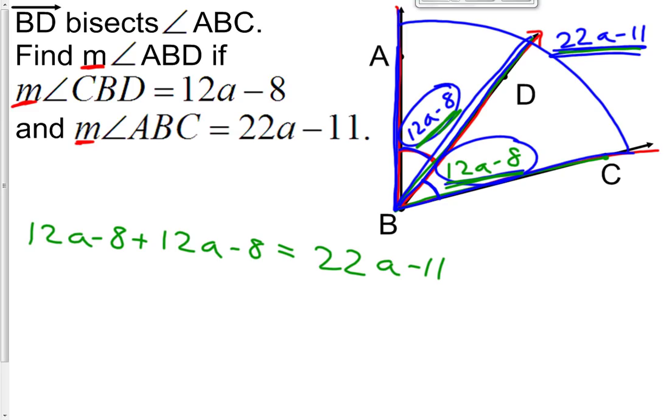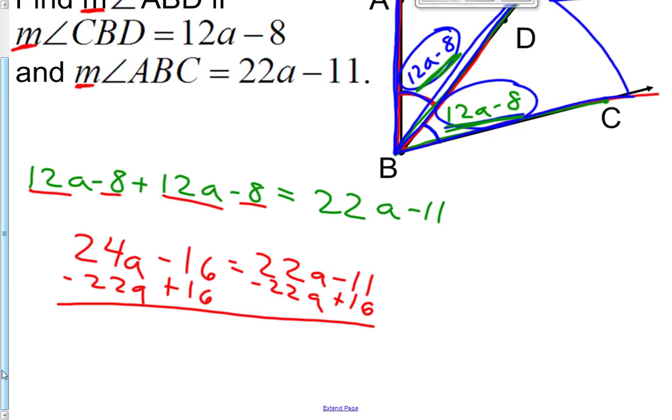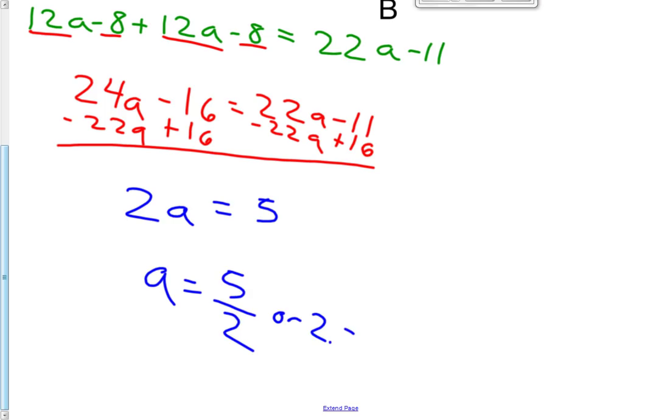All right, solving. We have 12A and another 12A. That makes 24A. We have a negative 8 and a negative 8, and that makes a negative 16, equals 22A minus 11. I'm going to add 16 to get it onto the right side, and subtract 22A to get it onto the left side. So now we have 24A minus 22A is 2A, and negative 11 plus 16 equals a positive 5. So when we divide both sides by 2, A is equal to 5 halves, or 2.5. So that is the value of A.